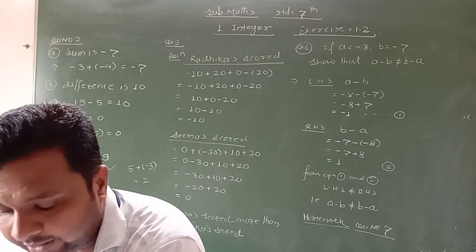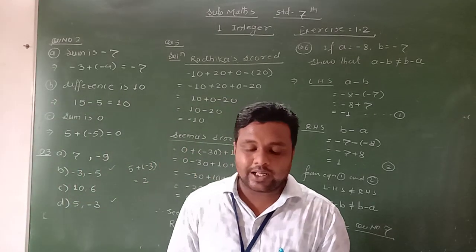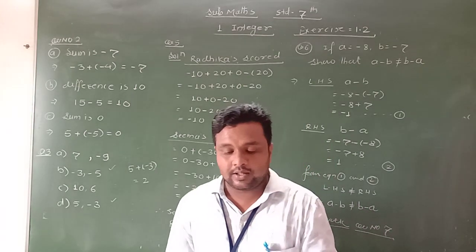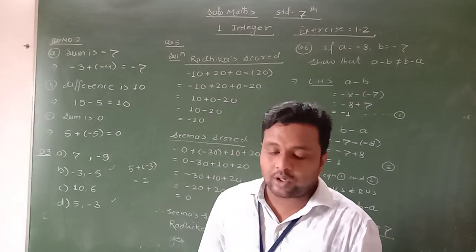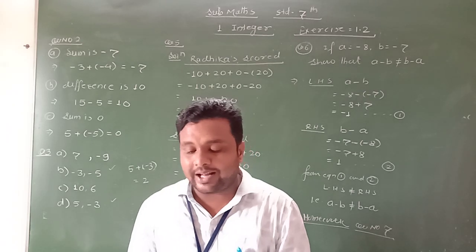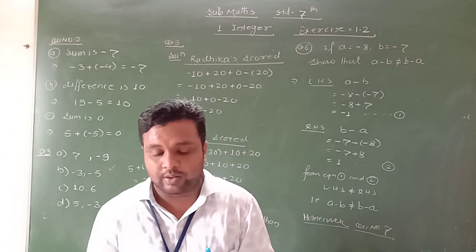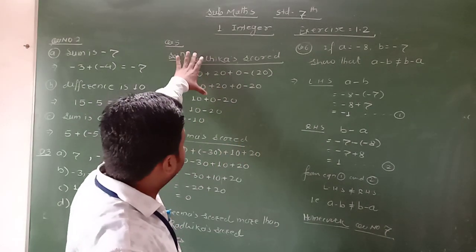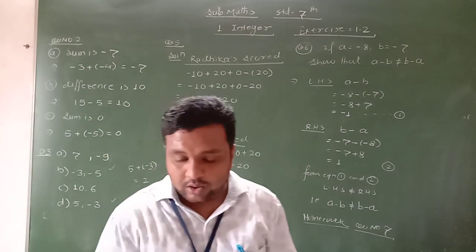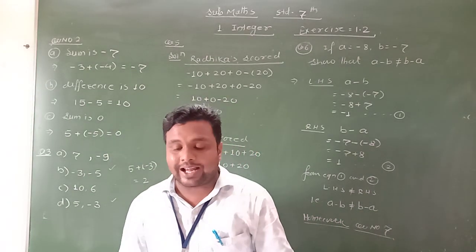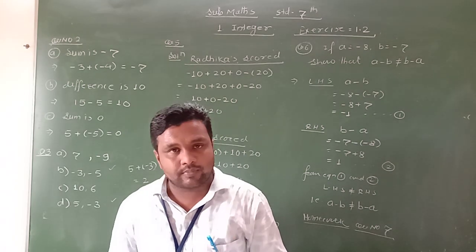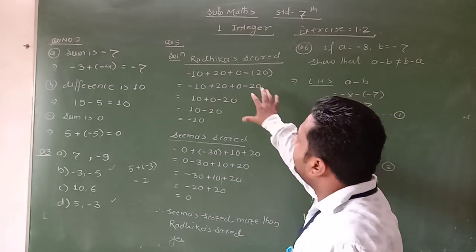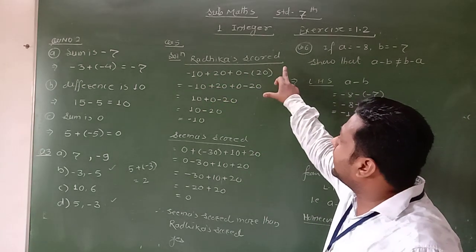A word problem is given. In a quiz competition, Radhika scored -10, 20, 0, -20, and Seema scored 0, -30, 10 and 20 in 4 successive rounds. Who scored more? Here we have to compare the scores of Radhika and Seema. And can we say that integers can be added in any order? That we have to find out. So first, we have to add the scores in these 4 rounds for Radhika.